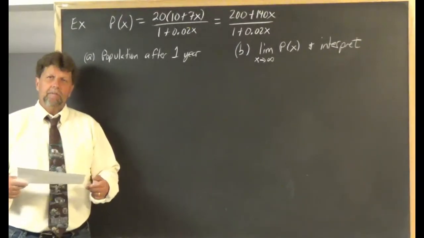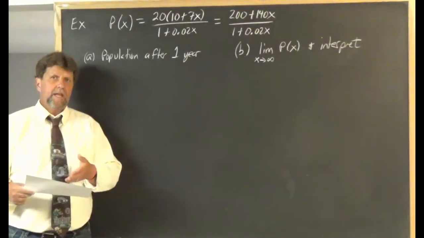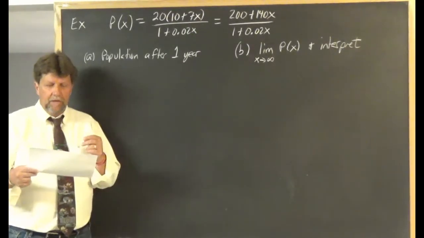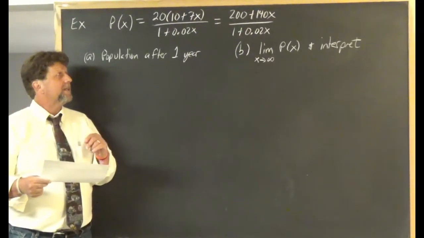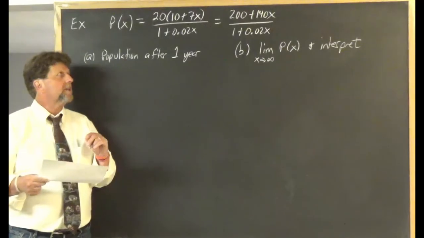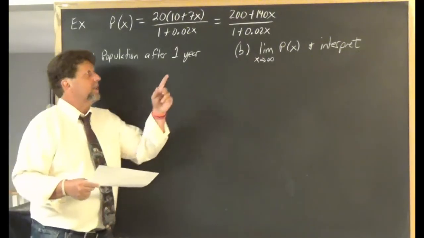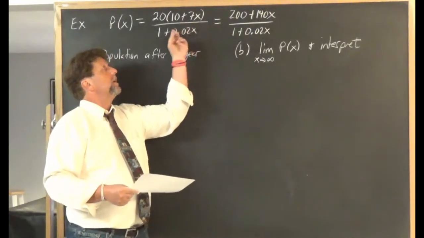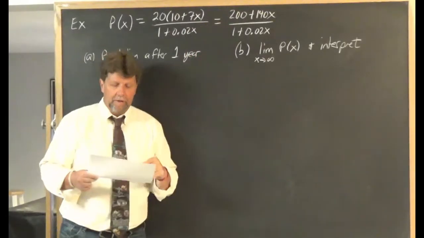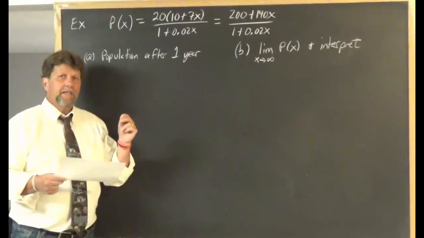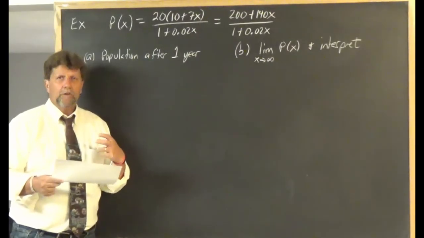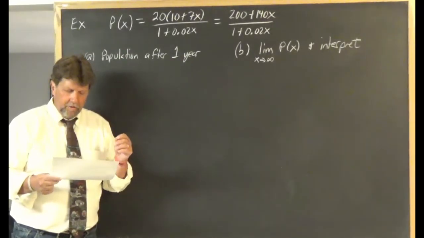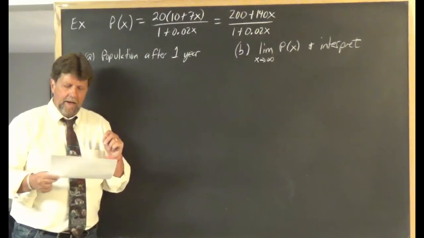All right, this example was an application. I'm not going to read it because you should have written this down into your notes like I asked you to. I'm just writing down what the function was. P of x was 20 times the quantity 10 plus 7x, all over 1 plus 0.02x. I did take the liberty, because this is something that will be important to do, to rewrite the function by just distributing the 20 in the numerator. Keep in mind, x represented the number of months since this lake was stocked with trout, and P of x is the population of trout. So part A, determine the trout population 1 year after the lake was stocked.